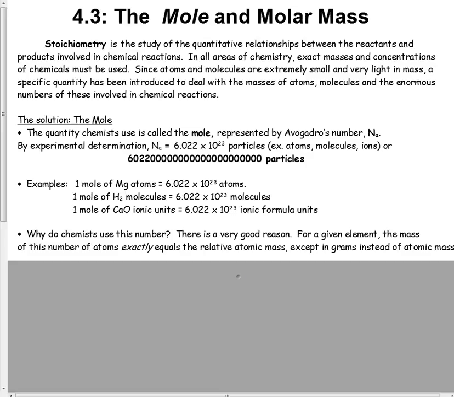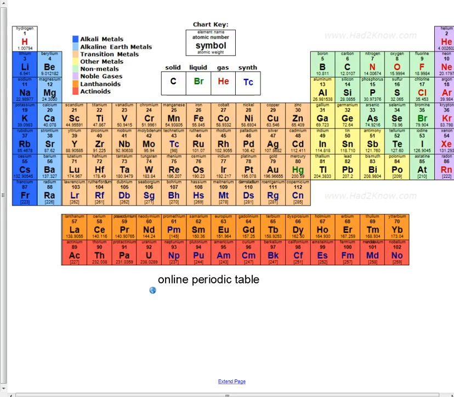Okay, so let's go back to the periodic table and I'll explain what this means. Let's choose, for example, a really obscure element. Maybe we've never worked with ruthenium before. Ruthenium. One atom of ruthenium has a relative atomic mass, which is of course an average of all of its isotopes, but it's 101.07 atomic mass units.